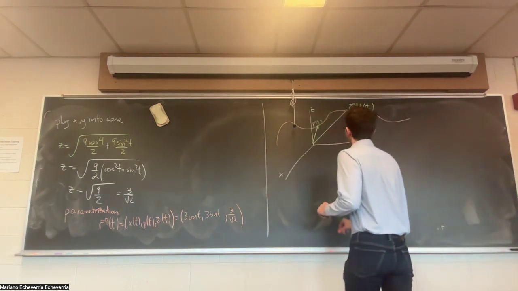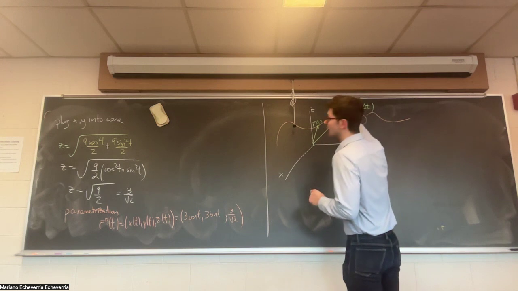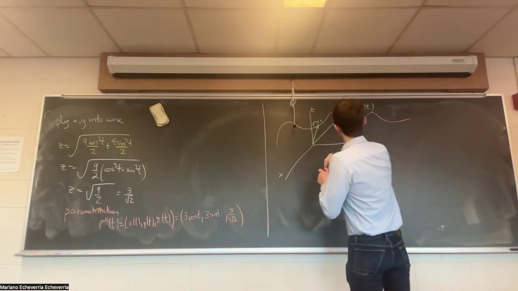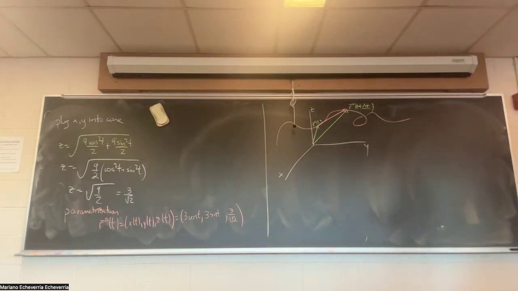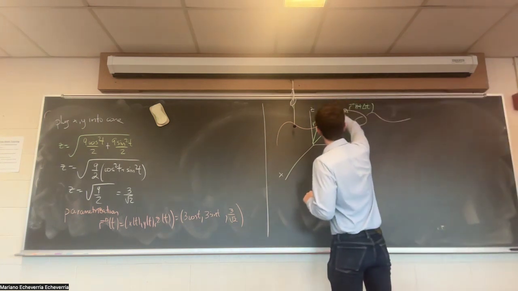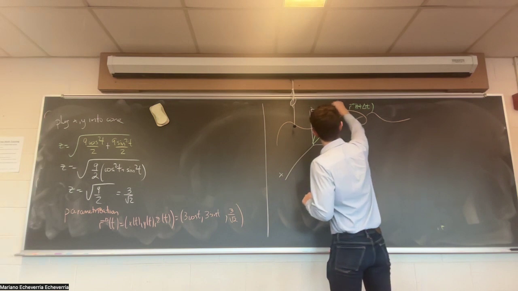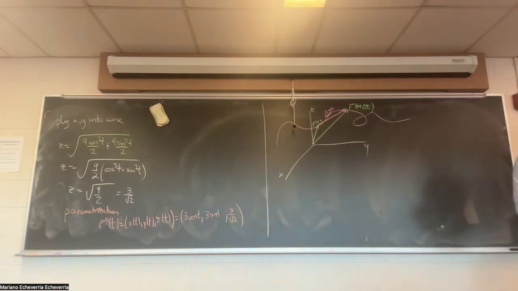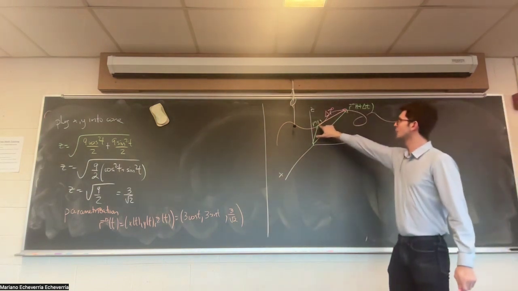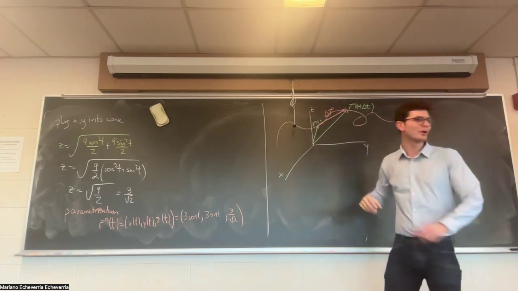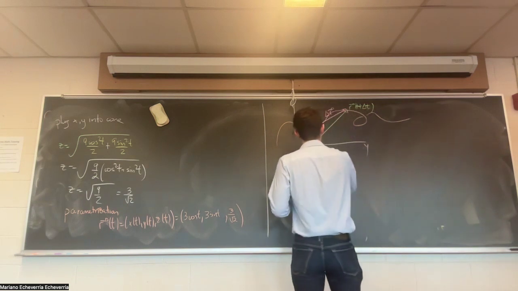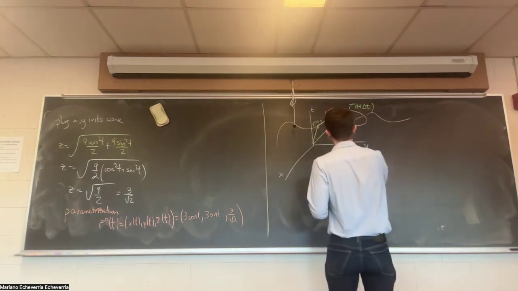And then there's a vector that connects these two points. I'm going to call it delta r. So it's like a change in position vector. If this is the point P and this is the point Q, it's like the vector that goes from P to Q that we have talked about before. So delta r is just the change in position vector.